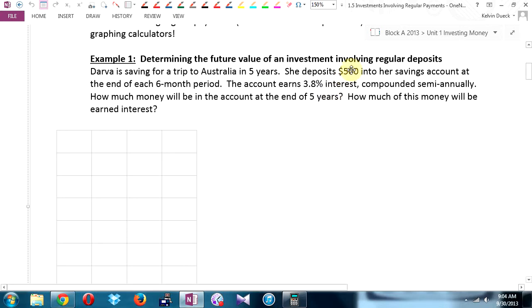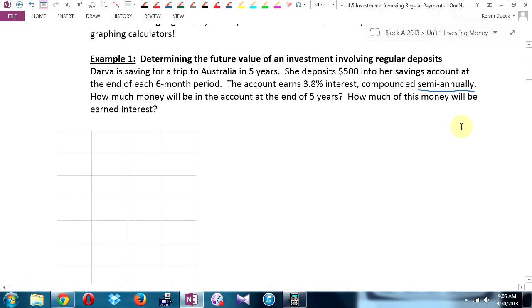So she's going to deposit $500 into her savings account at the end of each 6-month period. The account earns 3.8% interest compounded semi-annually. I would probably choose to underline the word semi-annually just to remind myself that I need to take that into account. How much money will there be in the account at the end of 5 years? Okay. Oh, and how much of this will be interest?